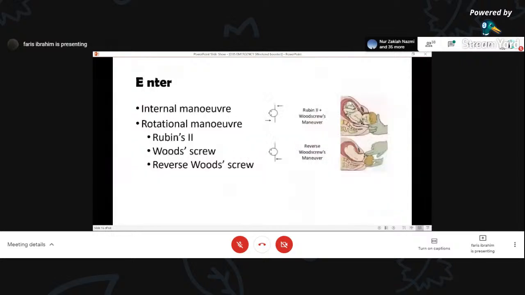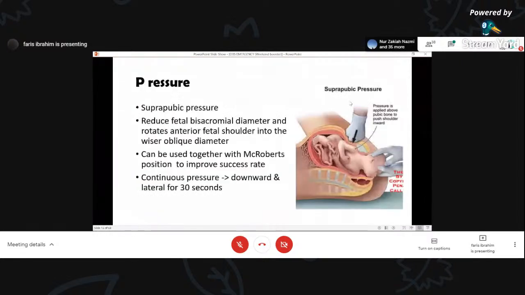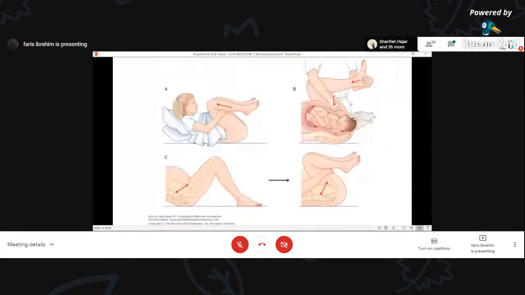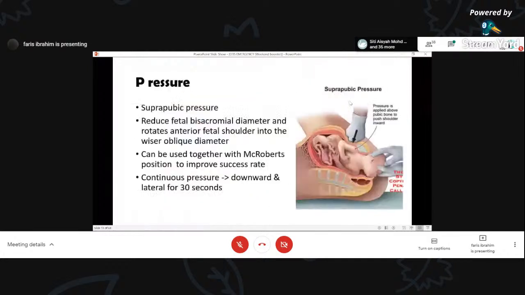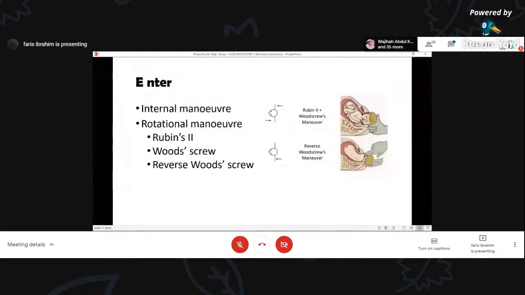Now, we have learned that first you call for help, and then you do the help, then E, what was it? Episiotomy. Okay, episiotomy, and then McRoberts maneuver, suprapubic pressure, and then the enter maneuvers. For enter maneuver, in the past if you just said enter the examiner would be satisfied, but Dr. Famida is a bit particular. So you should know at least two of the enter maneuvers. Normally I'll talk about Rubin's 2 maneuver and reverse wood screw maneuver, just these. Rubin's 2 and reverse wood screw.